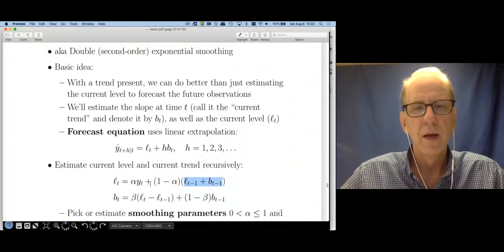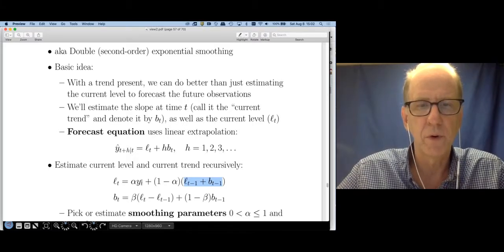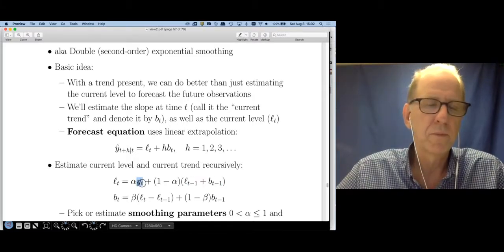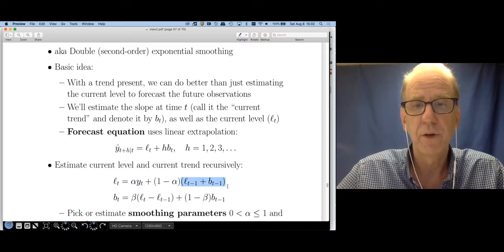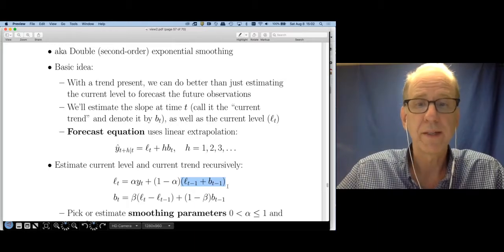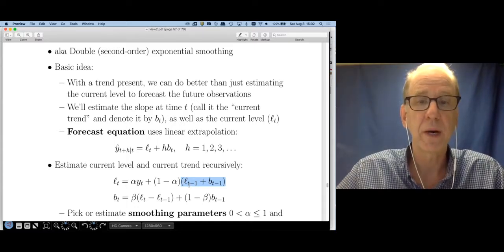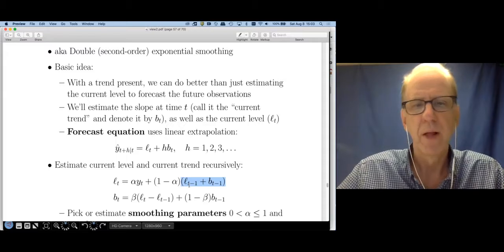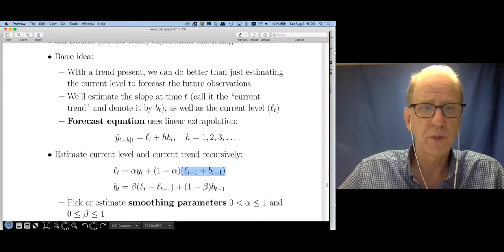All right, so it's exactly the formula we had before. This is the new information. This is my prediction of where I should be at time t. So think of this as the forecast of where I should be at time t, given information at time t minus 1. All right. Well, we're going to do something really similar with the slopes.